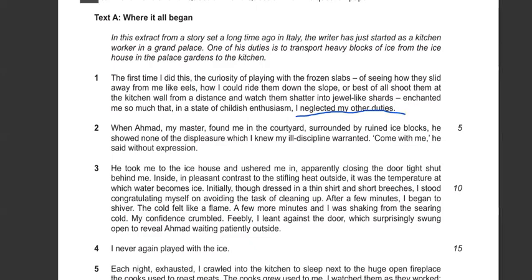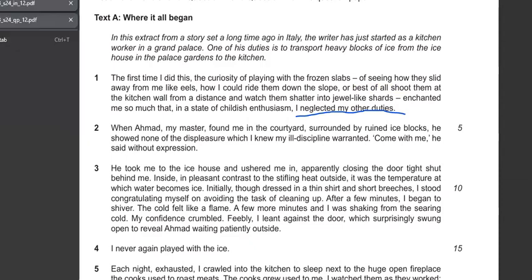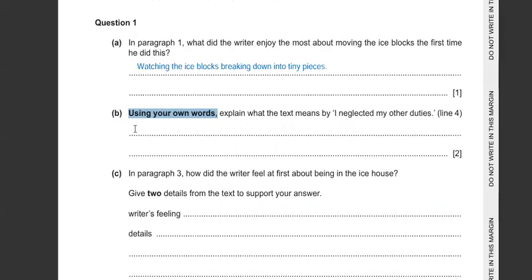This is making us understand that the author was so captivated by watching the ice break into small pieces that he totally forgot, ignored, or failed to complete his tasks. So let's write our answer over here.